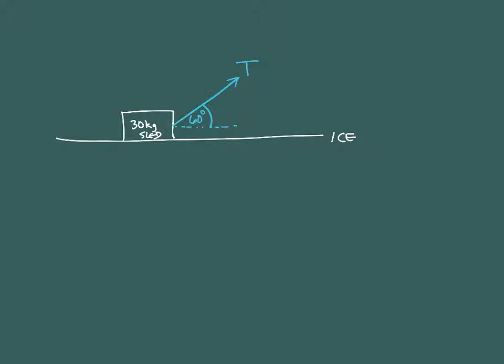And it tells us the frictional coefficient. So here we know that there's friction. There's a friction force there. And mu is given as 0.15.